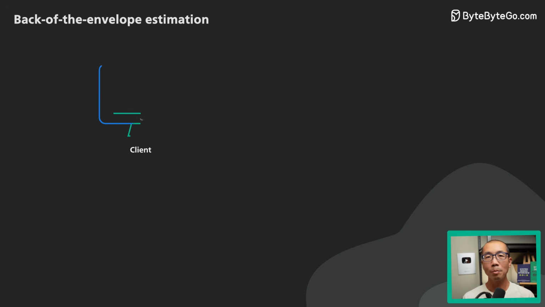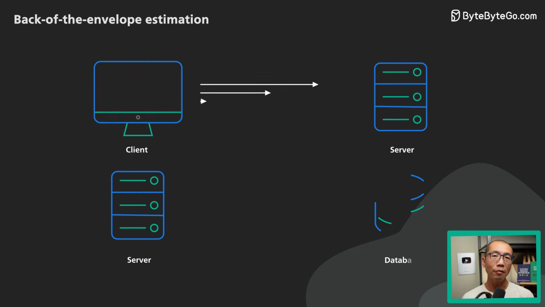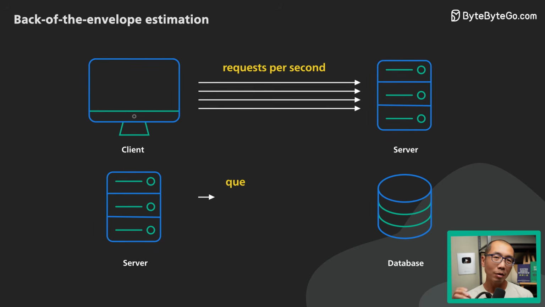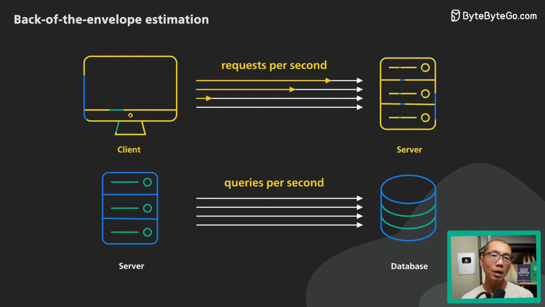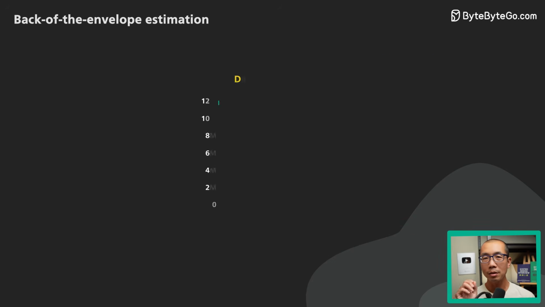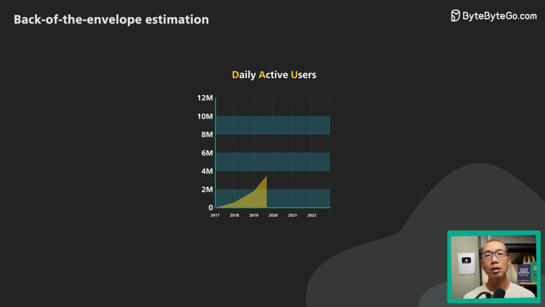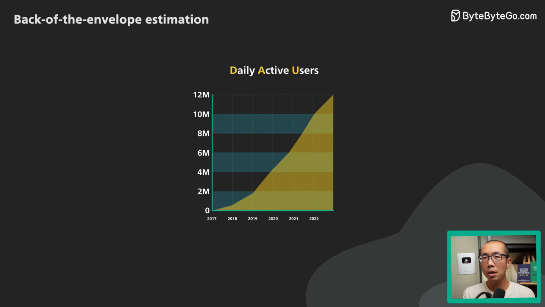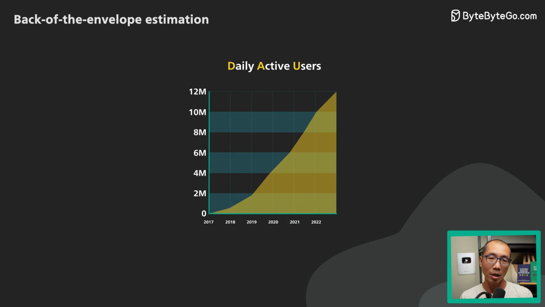Now let's go over some of the most popular numbers to estimate. The most useful by far is requests per second at the service level or queries per second at the database level. Let's go over the common inputs and the requests per second calculations. First input is DAU, or daily active users. This number should be easy to obtain. Sometimes the only available number would be monthly active users. In that case, estimate the DAU as a percentage of the MAU.